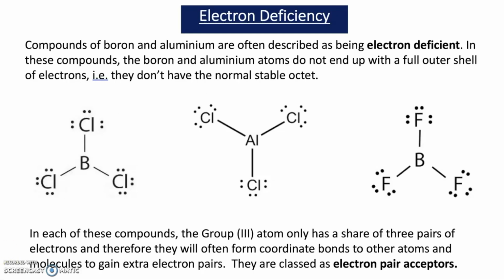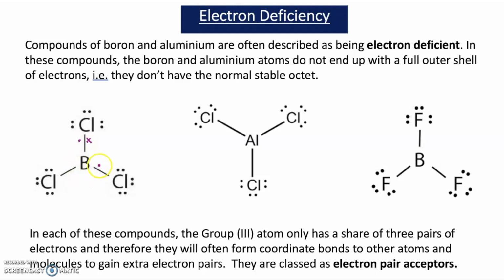So now that we've looked at the oxidation states of group 3, we're going to turn our attention to the electron deficiency that exists for compounds of boron and aluminium. Compounds of boron and aluminium are often described as being electron deficient because in these compounds the boron and aluminium atoms do not end up with a full outer shell of electrons, i.e. they don't have the normal stable octet.